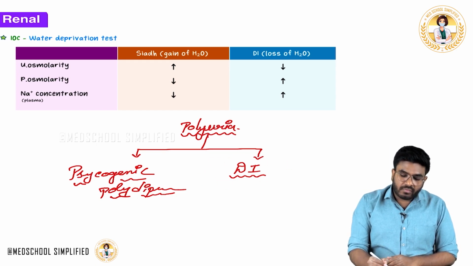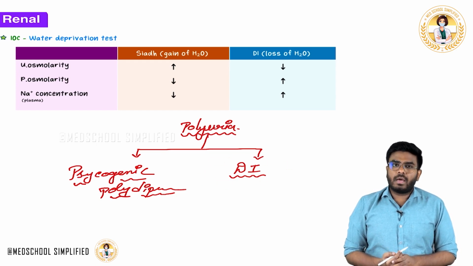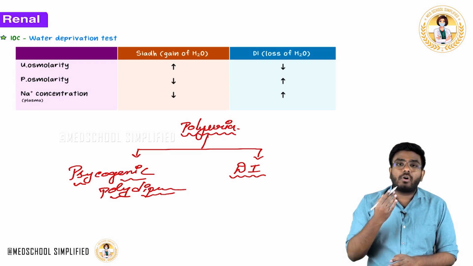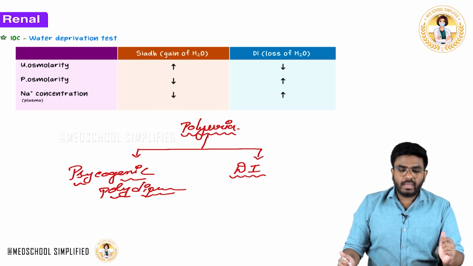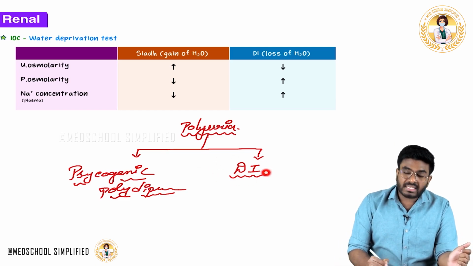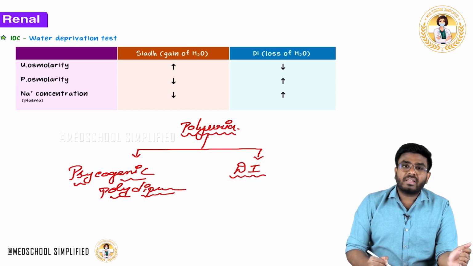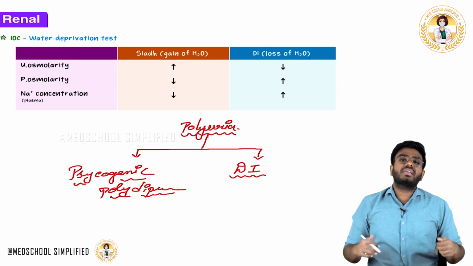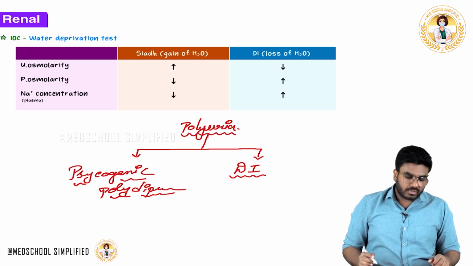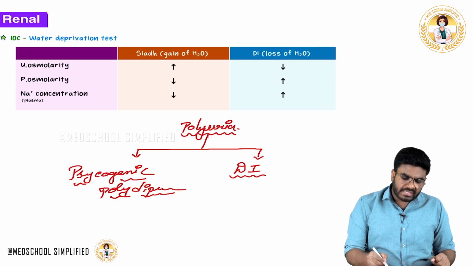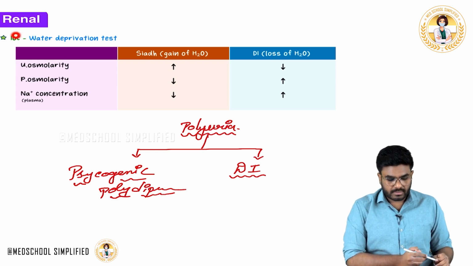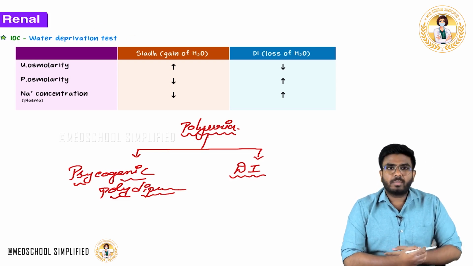But if it is a case of diabetes insipidus, what will happen? Even though you are not giving water, he will still produce diluted urine, a large amount of urine. Why? Because he does not have anti-diuretic hormone. Whenever the anti-diuretic hormone is not there, he produces an excessive amount of urine. So this is how to differentiate between psychogenic polydipsia and diabetes insipidus. The investigation of choice is the water deprivation test.